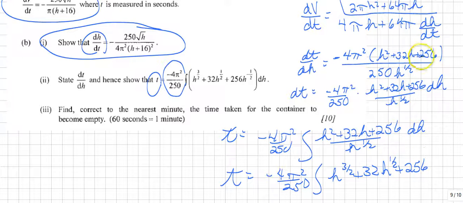Oh, I forgot an h somewhere. Where did my h go? No, I didn't. I was just not reading that right. I was going to say, that doesn't make sense. I thought that was 256h to the 1/2. It was 256h to the -1/2, which makes sense because that h to the 1/2 is in the denominator. There we go. Everything's fine. And it's done, and it's beautiful.